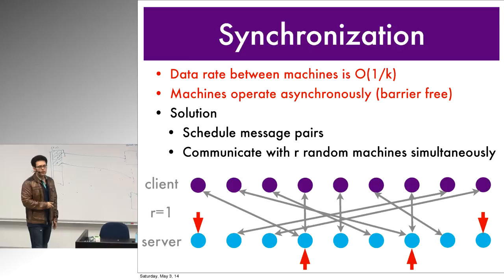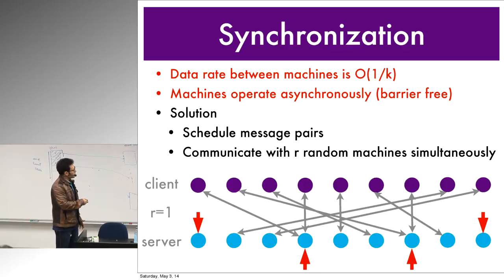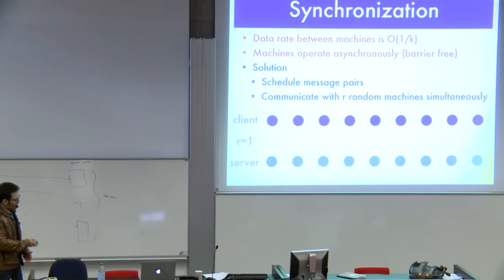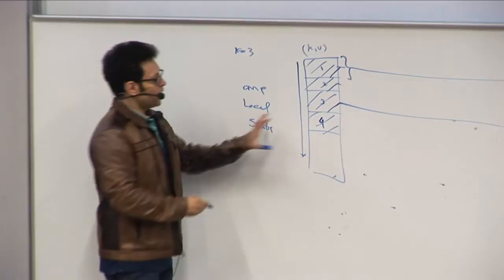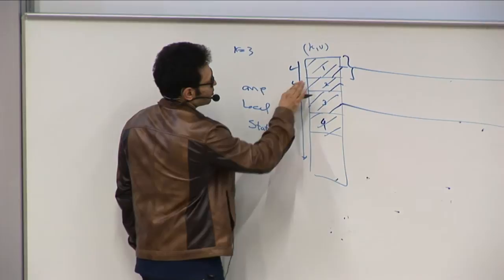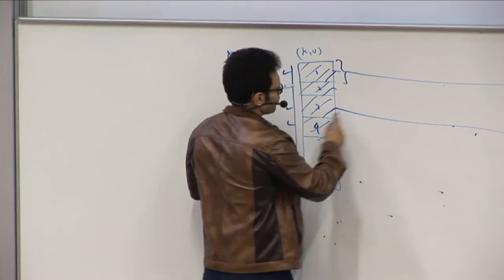So the basic idea is instead of picking one random server to talk to, you can actually pick multiple servers. So in this case, let's say R equals 3. So in this client, I say I want to select 3 servers to talk to. Let's say I select server 1, 3, and 4. So I open 3 connections, 1 to server 1, 1 to server 3, and 1 to server 4.